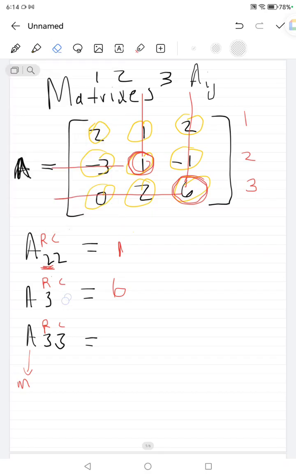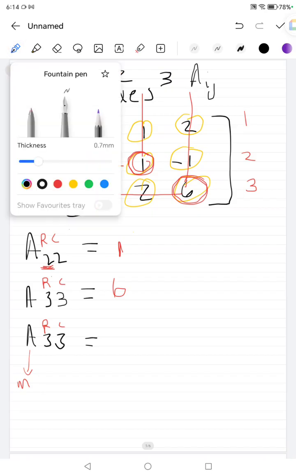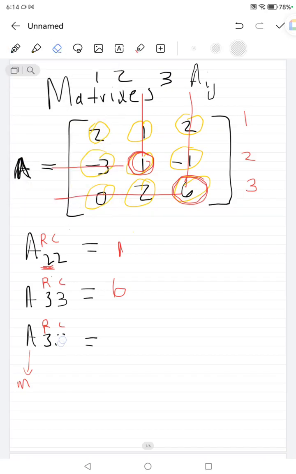I don't have column 4. I only have up to column 3. So which one? This one is going to be 3. Then let's change this one and let it be 1. So I will also erase this.